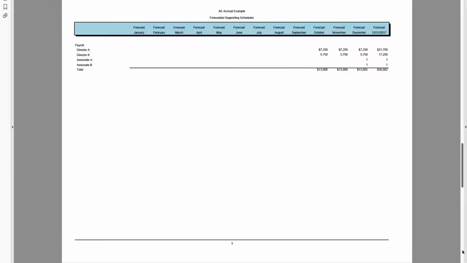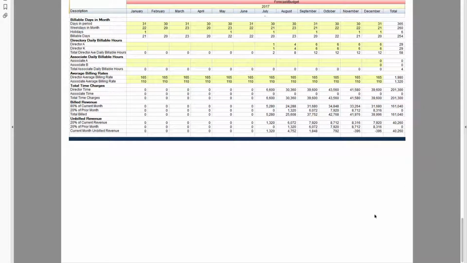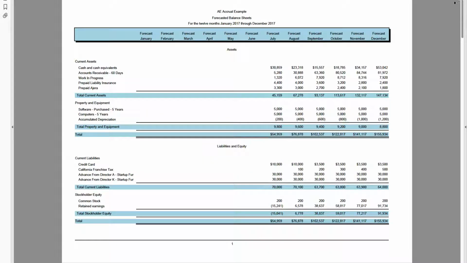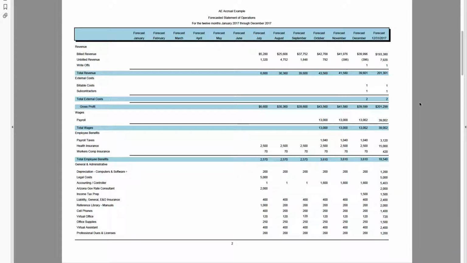Keep cruising along. This is a supporting schedule page where we are modeling payroll per person. A lot of times payroll can be very ambiguous, where here we forecast payroll by person. And then the final page is some input values where we are forecasting time charges on an individual employee basis, and at the bottom we're calculating billed and unbilled revenue. So let's cruise up to the income statement and talk about why this is so valuable.